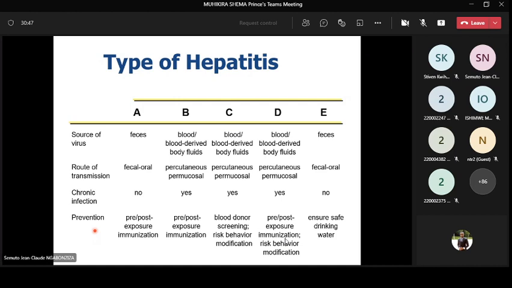So as prevention, we have a vaccine for hepatitis A and B, with pre and post exposure options which can work. But for others we don't have a vaccine. So to protect people, you have to screen blood donors and control risk behavior. So you must use other approaches to protect the public from infection. For D, we have pre and post exposure immunization. We ensure safe drinking water. And here, sorry, we don't have a vaccine, but you can prevent this by other means.